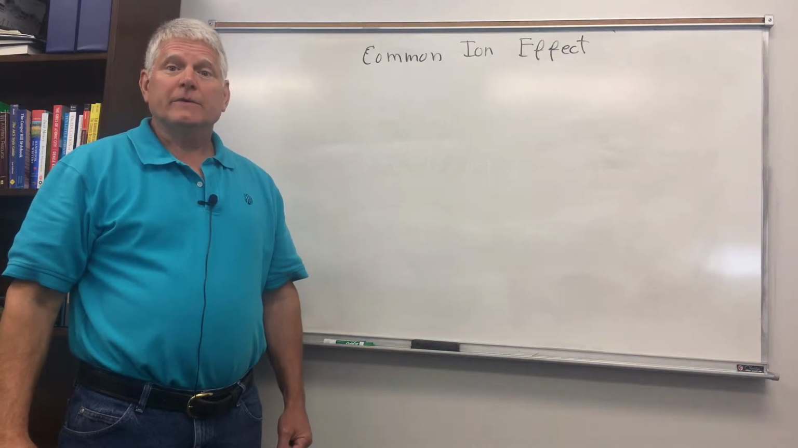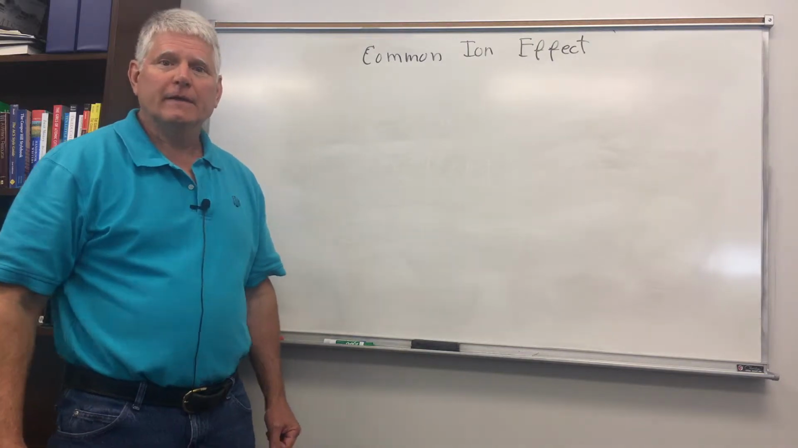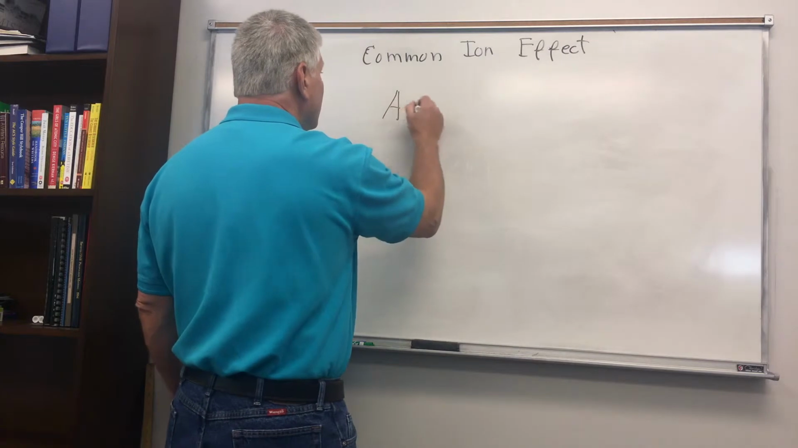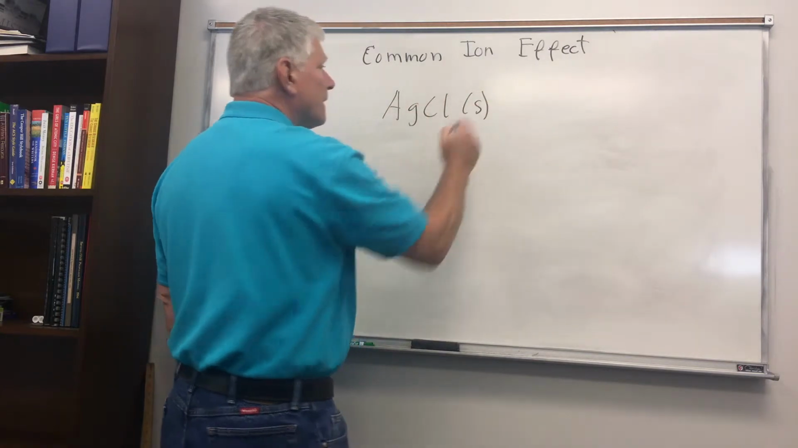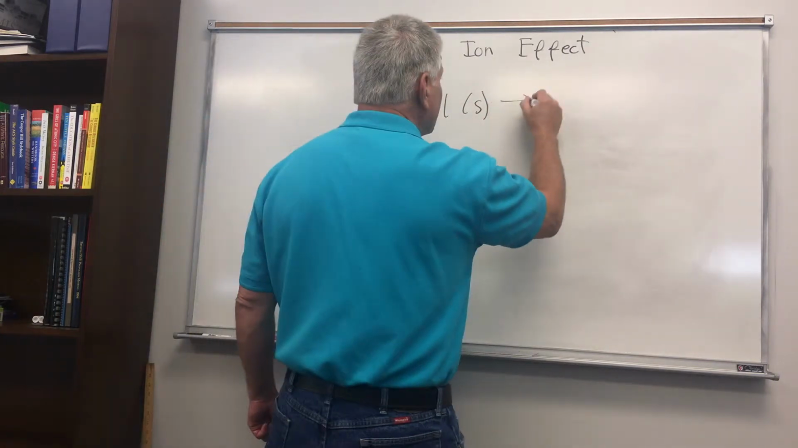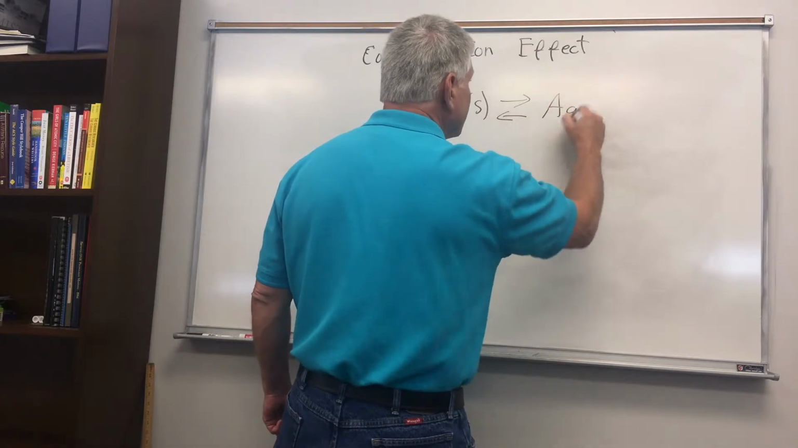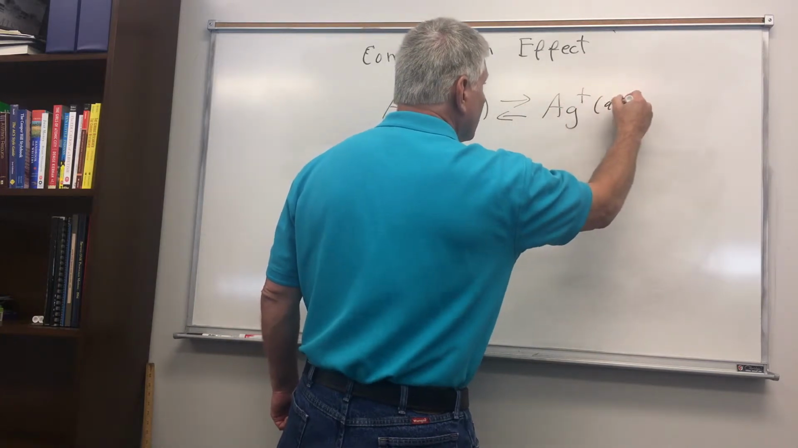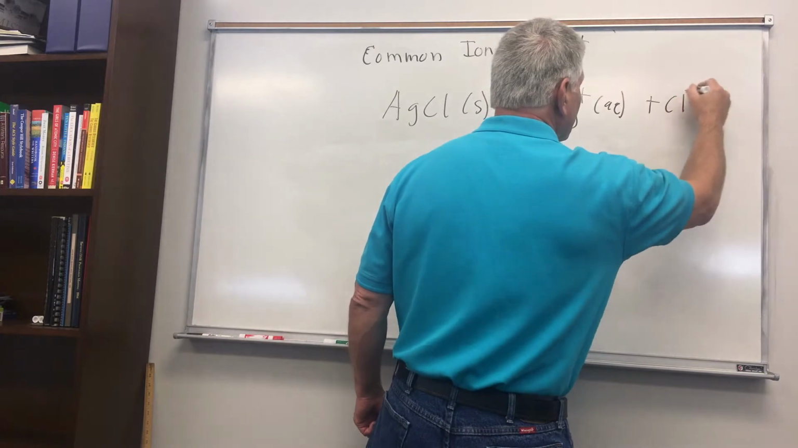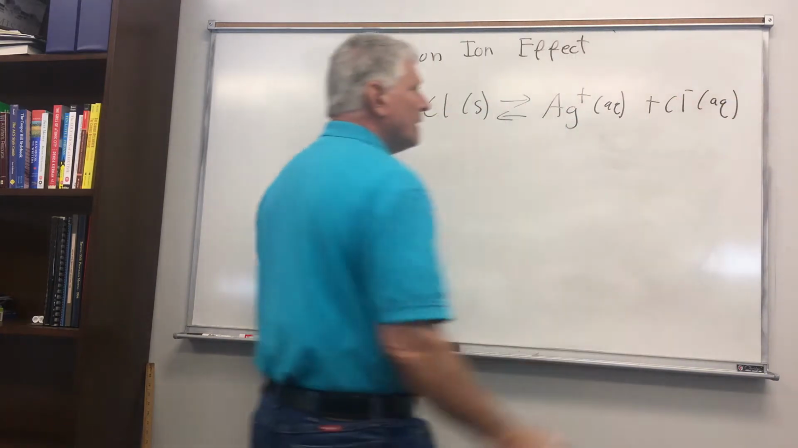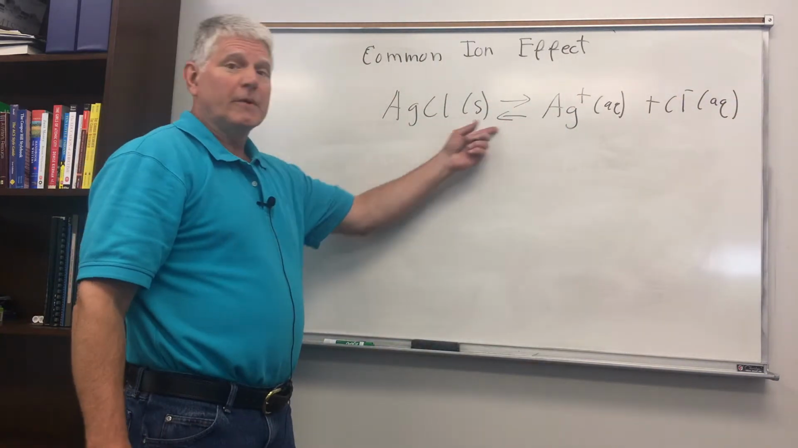Let's consider now what's called the common ion effect. Say we have silver chloride and we drop it in water. We know that it will dissociate slightly and we have an equilibrium formed.